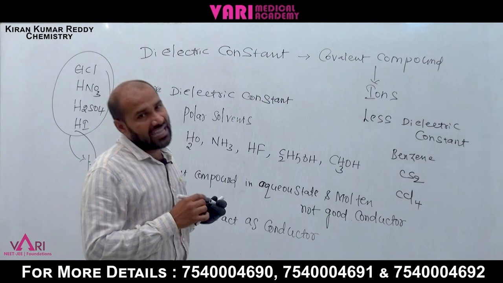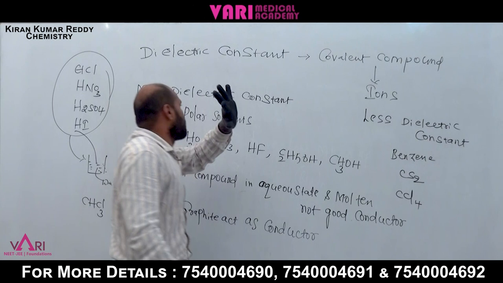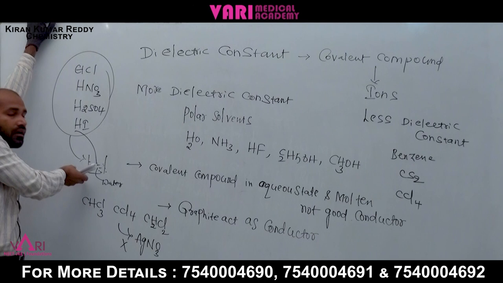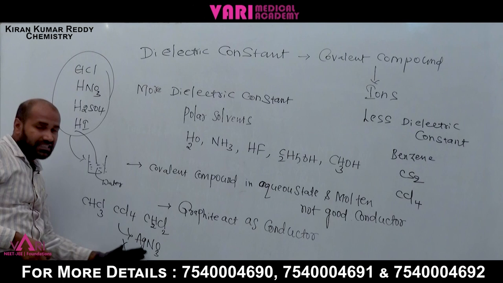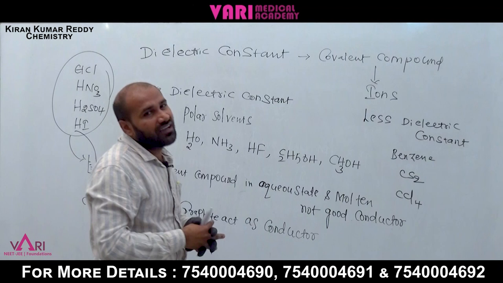What are the properties of covalent compounds? Don't get confused: HCl, HNO3, H2SO4 are more soluble in water, and more conductance is observed, but CHCl3, CCl4, CH2Cl2 do not react with AgNO3, there is no precipitation. These are the properties of covalent compounds.